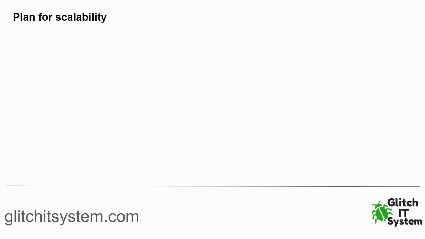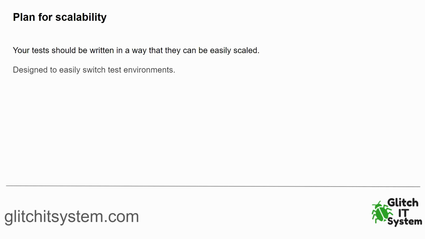All right, next one is plan for scalability. So your tests should be written in a way that they can be easily scaled. So what does scaling mean? Scaling means that instead of having one instance or one computer doing some work, I want to be able to have multiple computers doing the work, or I want to be able to easily point my test from one environment to the other without having to rewrite tests specifically to do that. So they should be designed to easily switch environments.